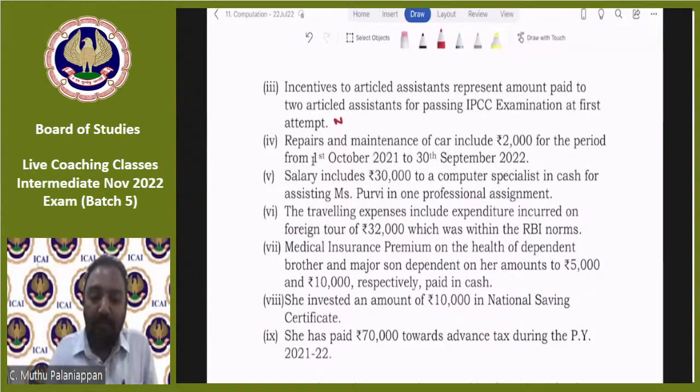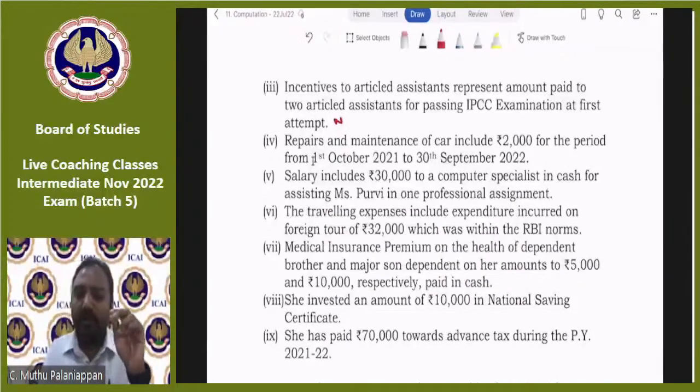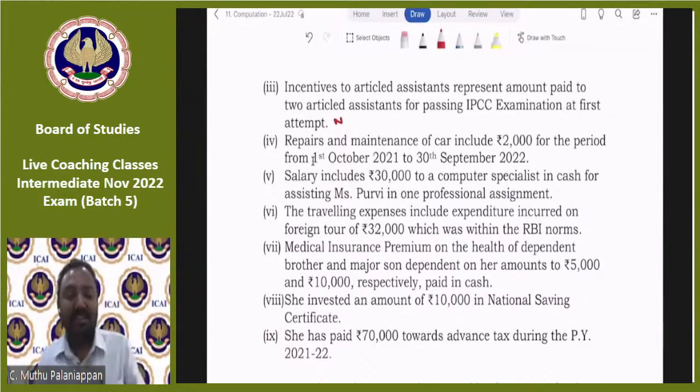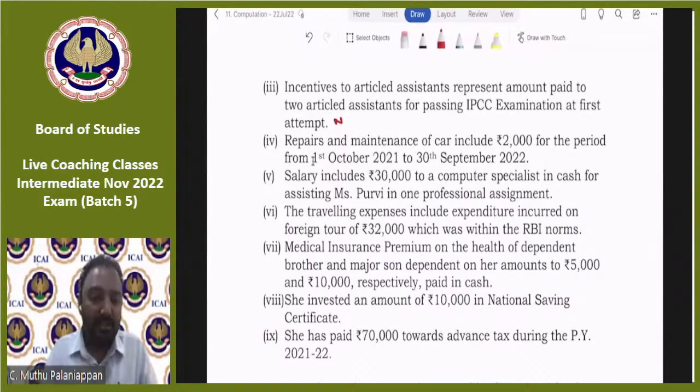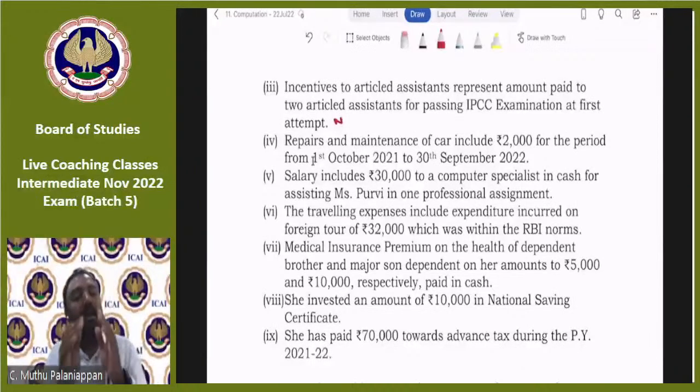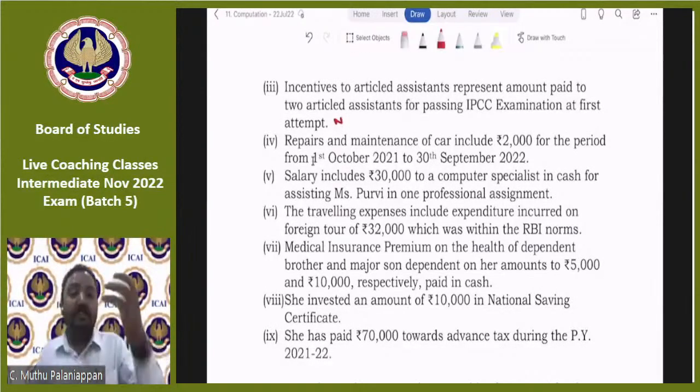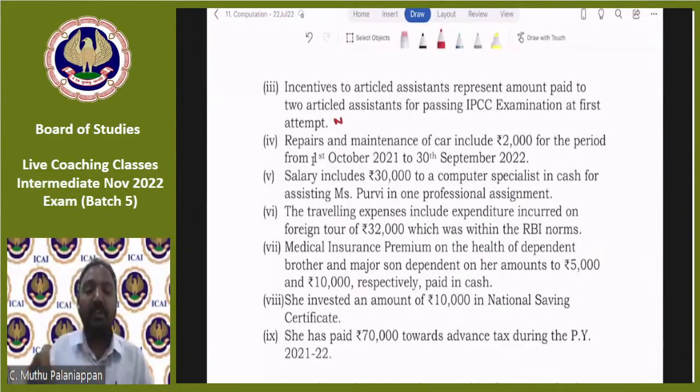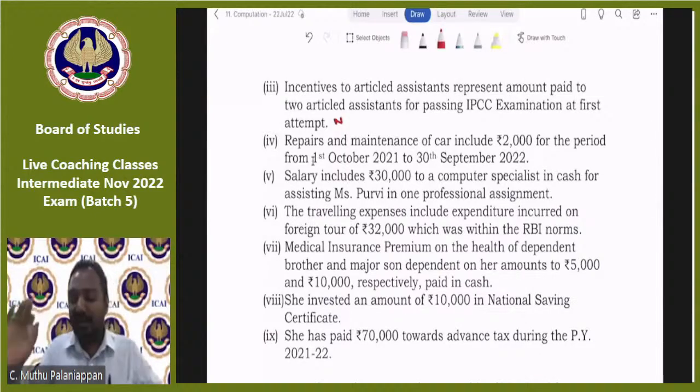Now, tell me, whatever is being followed is actually cash system of accounting. Cash system of accounting means whatever is paid will be considered as an expenditure. Since they are following cash accounting, nothing needs to be done.